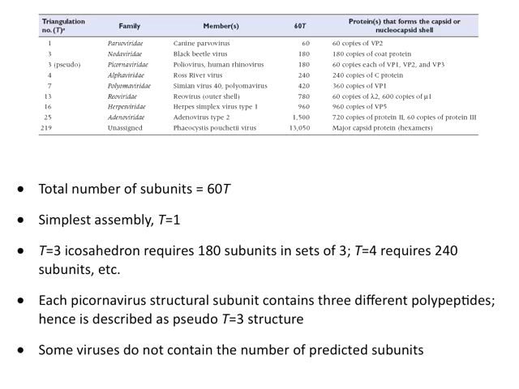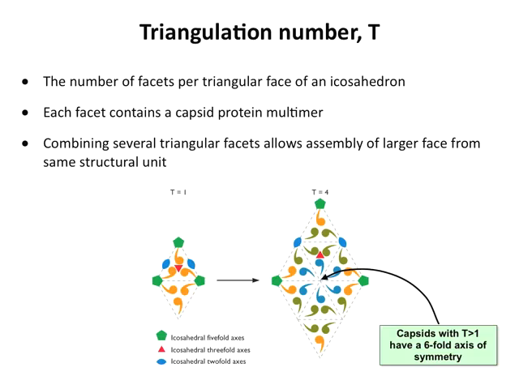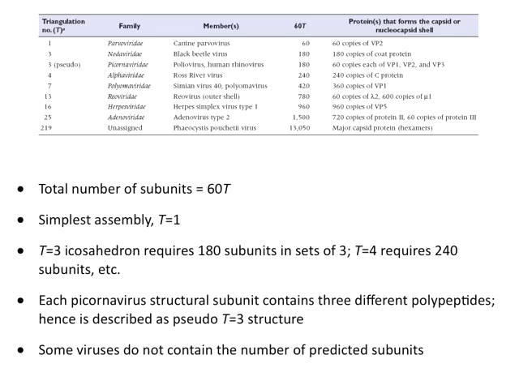Okay, the T number simply refers to the number of facets per triangular face. Here we have 1, 2, 3, 4 facets. The T number is 4. Here we have 1 facet in the triangular face. The T number is 1. So you'll see the T number in the book and in other materials that you read. I just want you to understand what we're talking about.